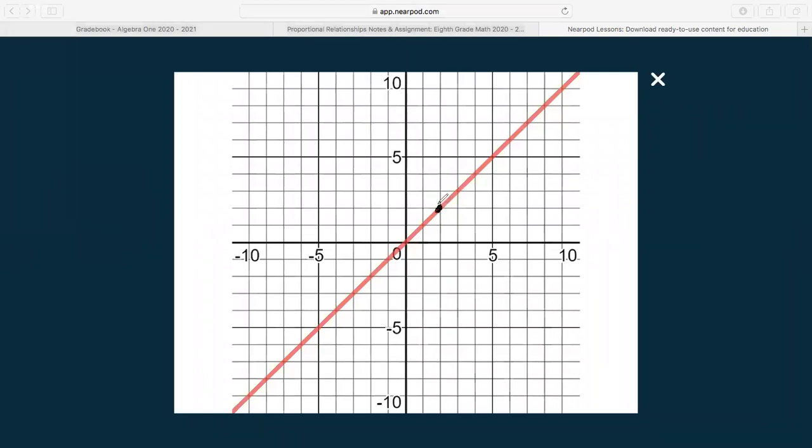For instance, this point is 2, 2. Let's say this point is 5, 5. This point over here is -2, -2. If I looked at the ratio y over x for all of these, 5 over 5, 2 over 2, -2 over -2, the ratio for all of these is 1. So the rate of this graph is 1 because the ratio between y and x are the same. So that's another reason why this graph is proportional. And we're going to go more in depth on that when it comes to the table part.